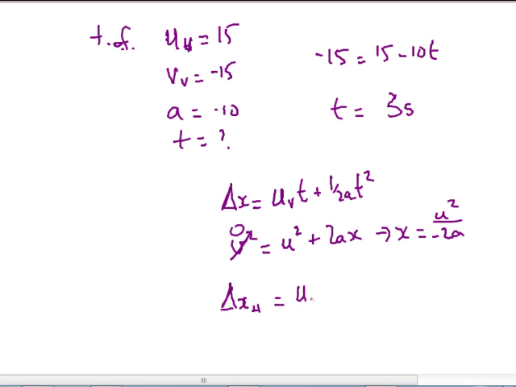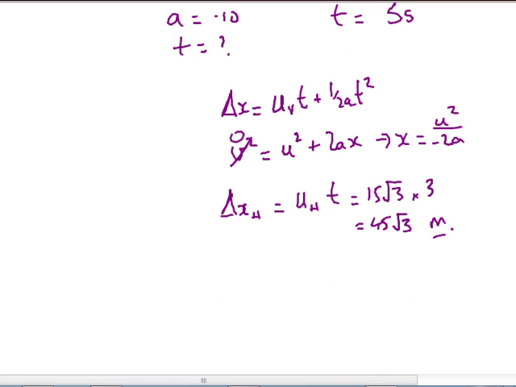Range becomes UH times time of flight, which we said was 15 root 3 times 3, which is 45 root 3. And we're in metres, of course.